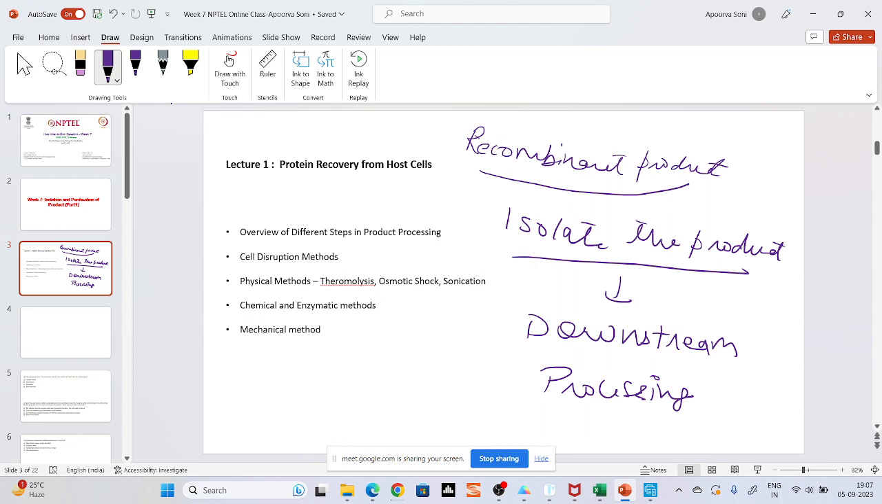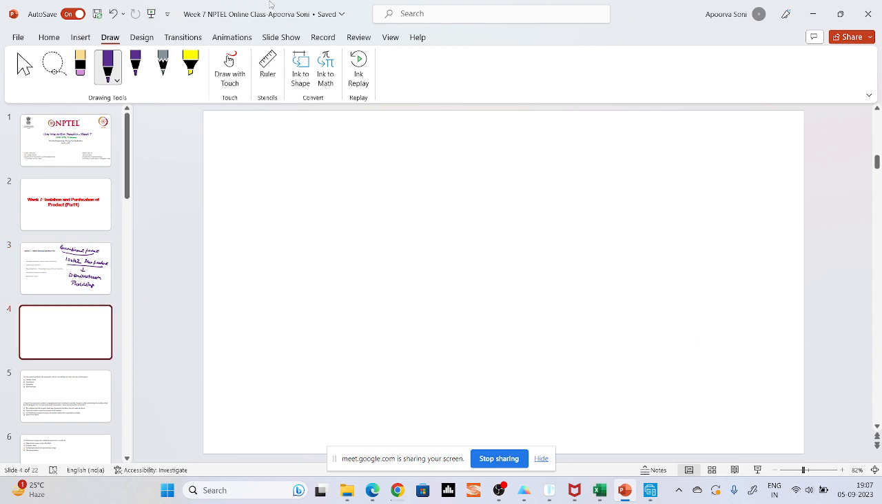Whenever I lyse the cell, there can be two options. The first option is, just a minute. So for downstream processing, the first thing that you have to do is cell lysis or cell disruption. There are various methods of cell lysis and cell disruption. You can have physical methods, you can use chemical methods, you can use enzymatic methods.